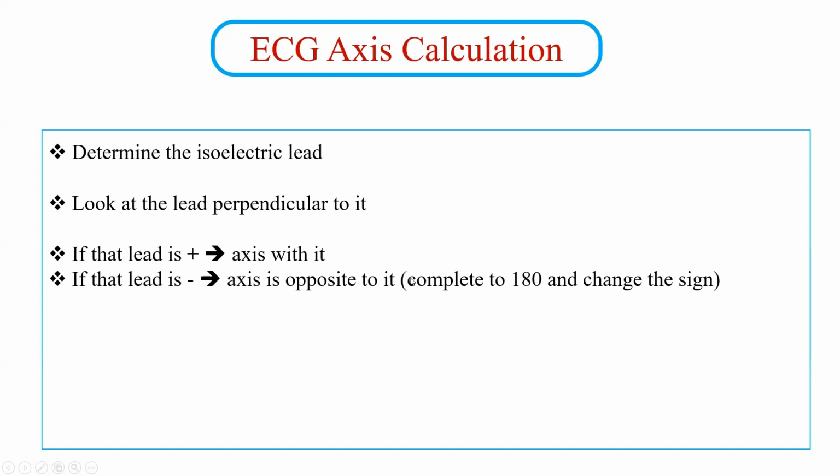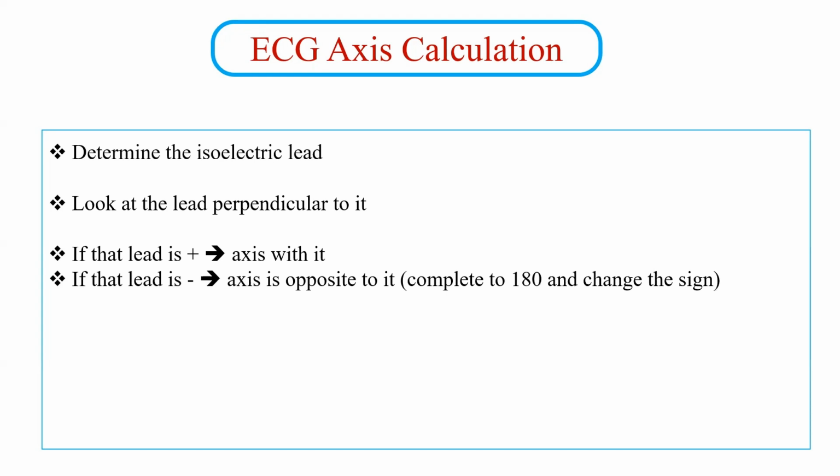How do we calculate this? This is easy. We take the number of this axis and complete it to 180, and we change the sign. If it's positive, we change it to negative. If it's negative, we change it to positive. Now, I know this is hard.